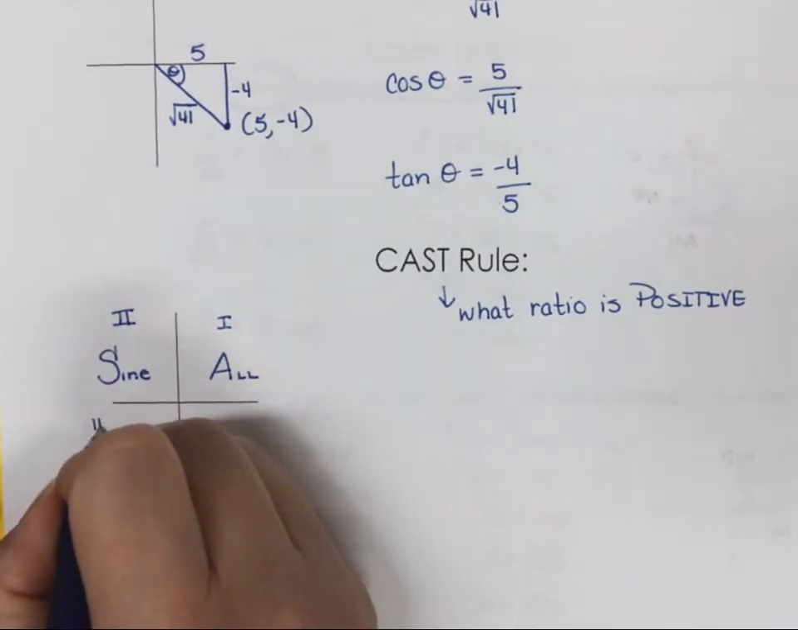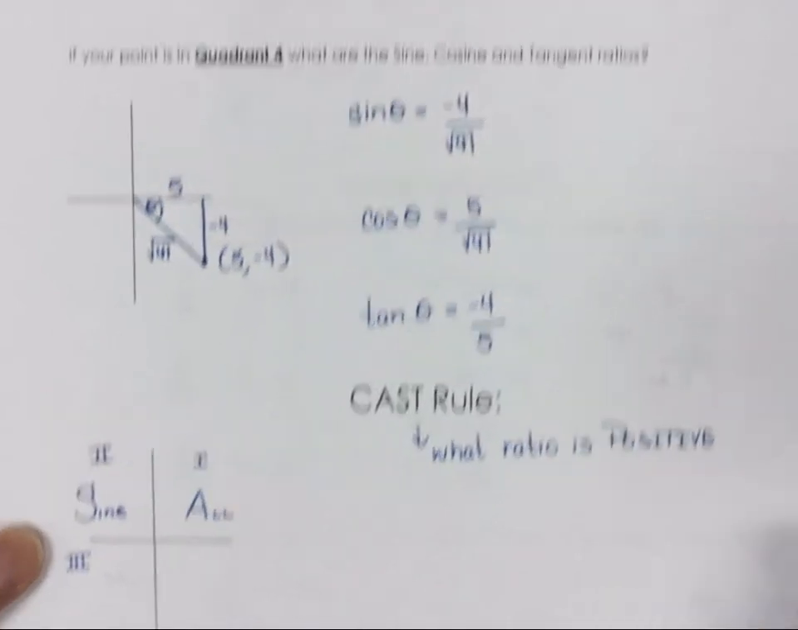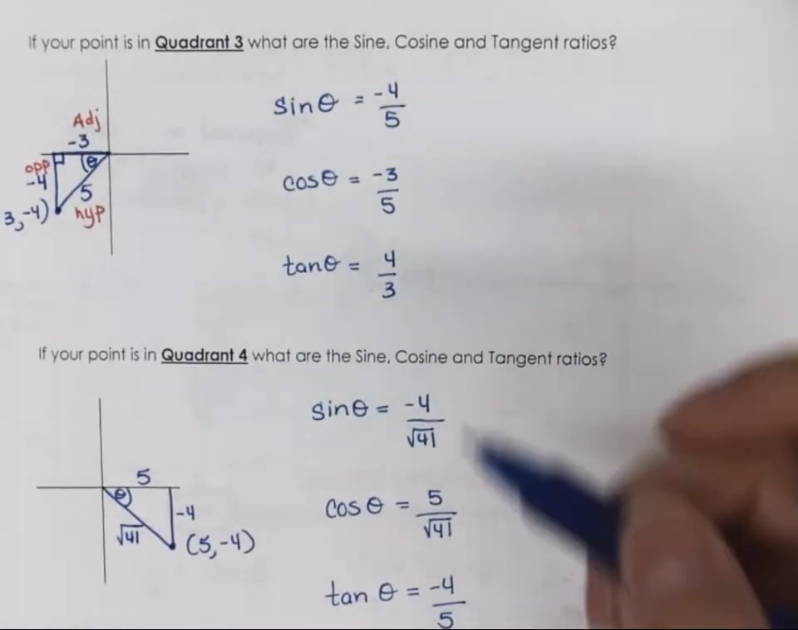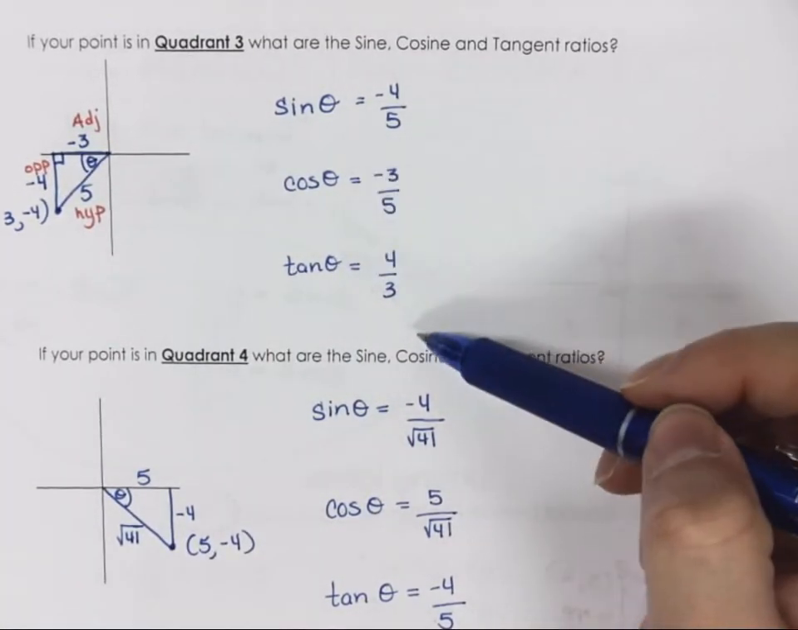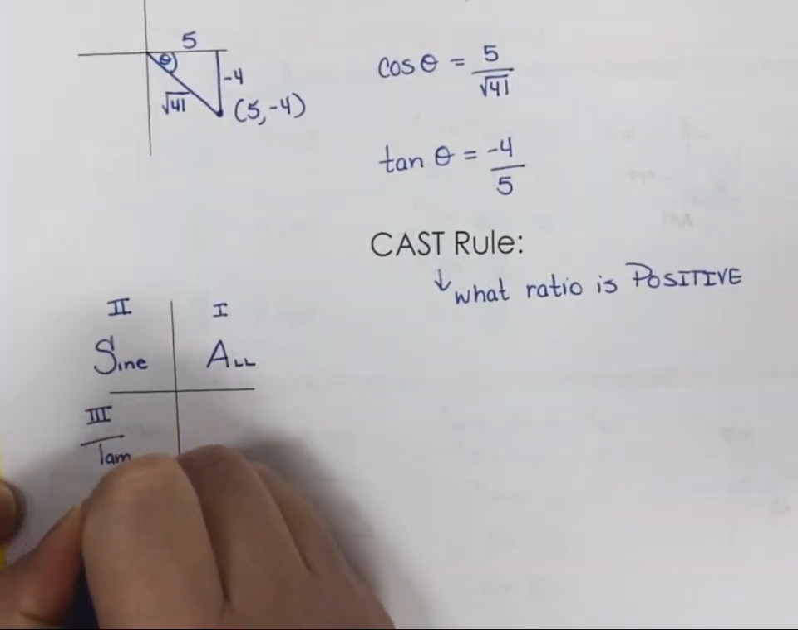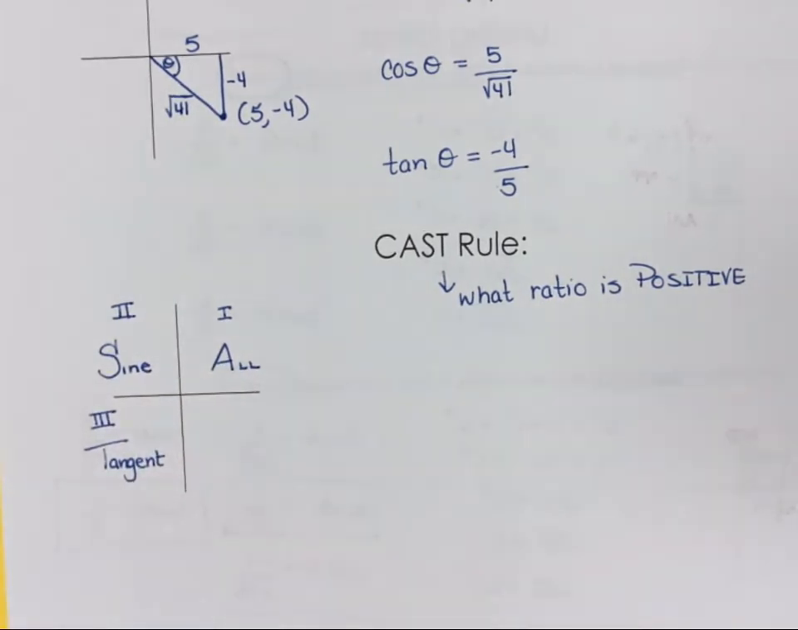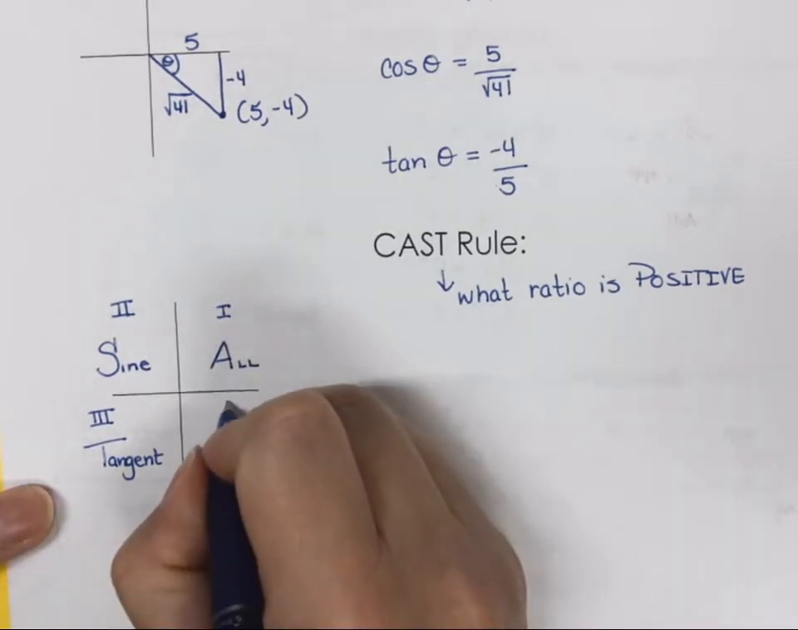In quadrant 3, that is up at the top of this page, which one's positive? It's tangent, right? Anybody want to hedge a bet without even looking? What's positive in quadrant 4? Cosine.